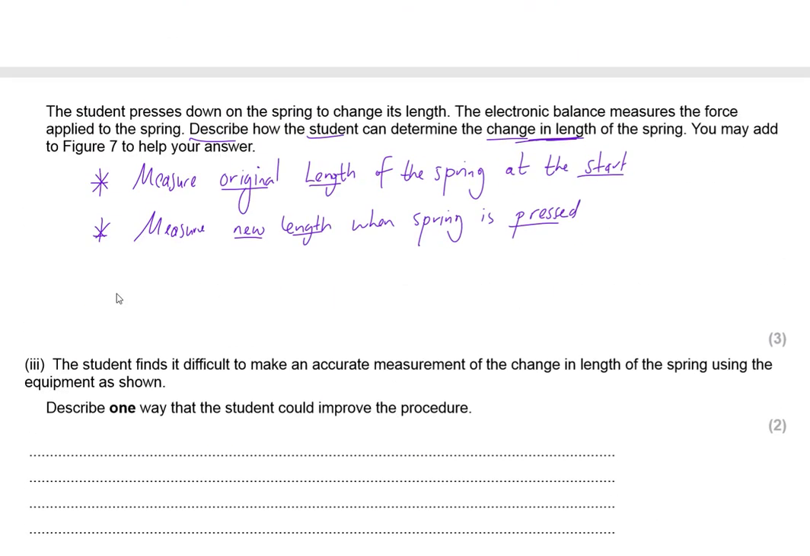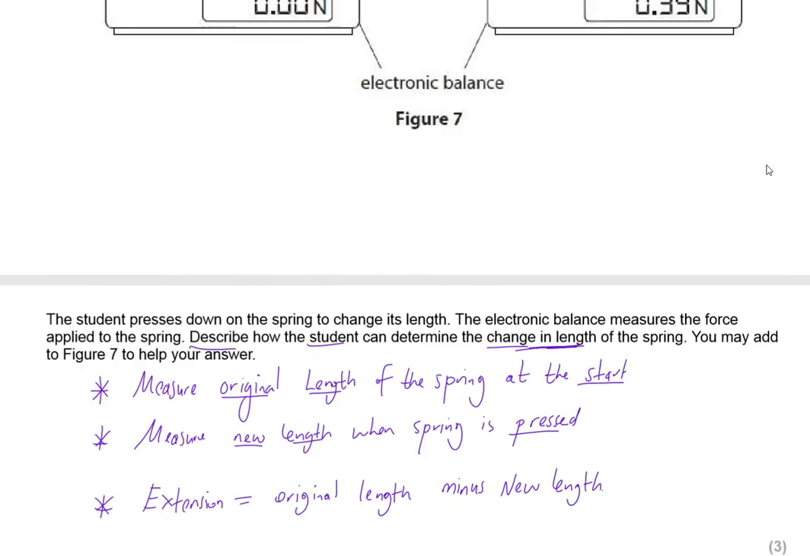Okay, and then the last thing would be what? So extension. In this case, it's going to be the original length minus new length. Okay, so this is how it's going to work in this case.